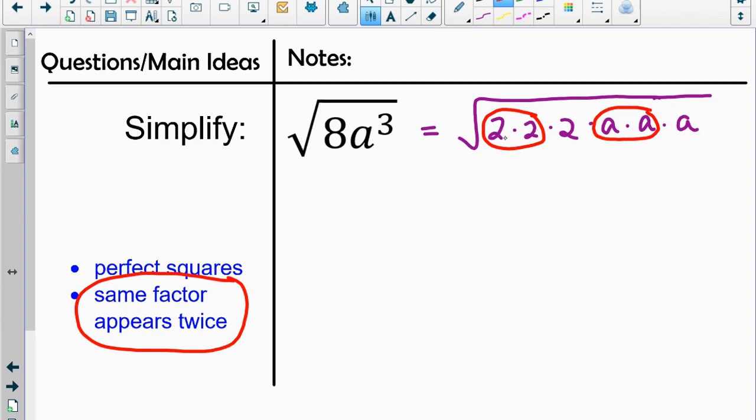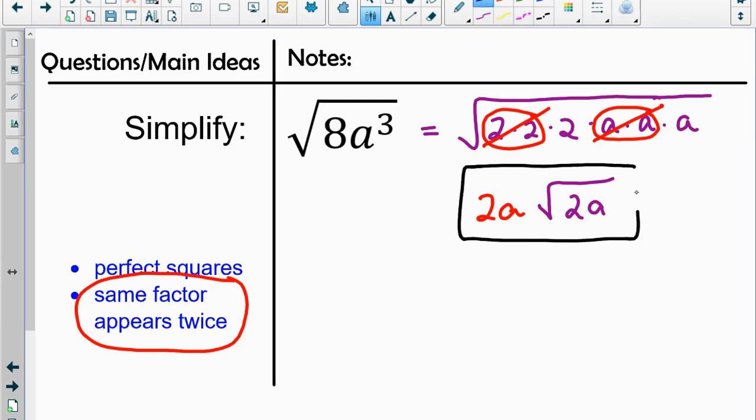So 2 times 2 is 4. So basically, the square root of 4 is 2. A times a is a squared. So the square root of a squared is a. And then I'm left with a 2 and an a still underneath the radical symbol. So it's a square root of 2a left over. So my final answer ends up being 2a times the square root of 2a.